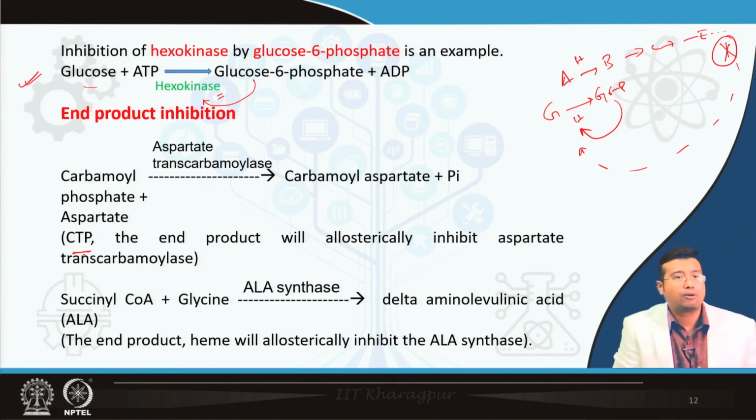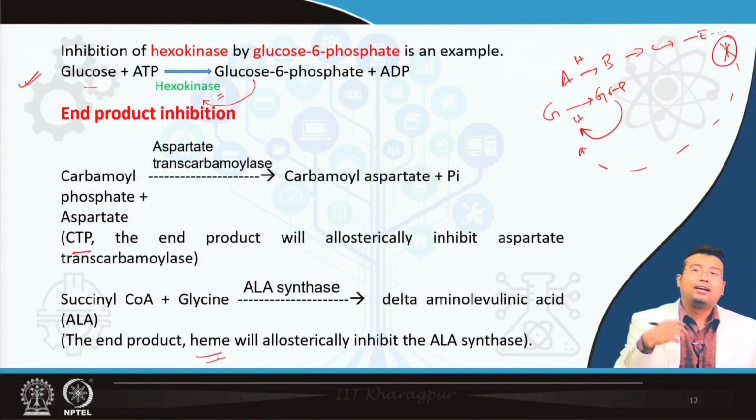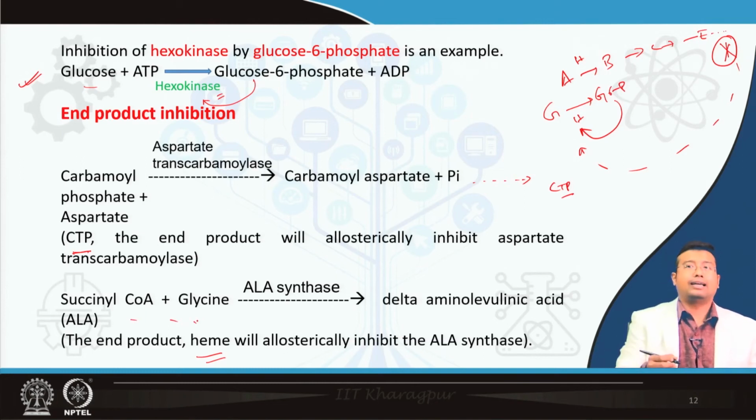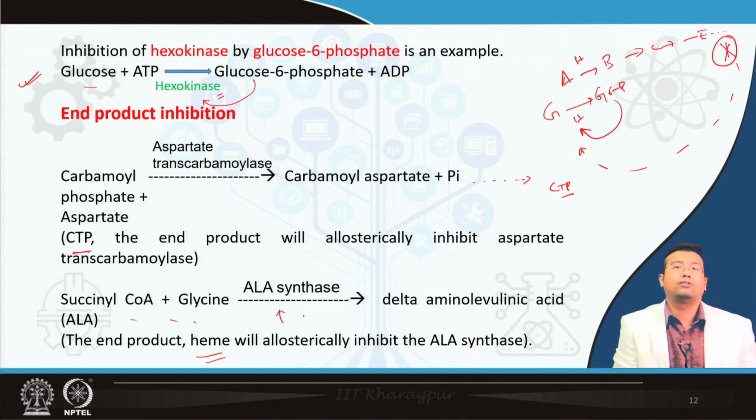Some examples of end product inhibition: CTP is allosterically inhibiting the enzyme aspartate transcarbamylase, again a reaction of pyrimidine metabolism. This is the first reaction, and ultimately this reaction will lead to formation of cytidine triphosphate, CTP. Another example is heme synthesis, which we will be discussing in detail, where the end product heme inhibits ALA synthase, or delta amino levulinic acid synthase. These are the regulating steps.